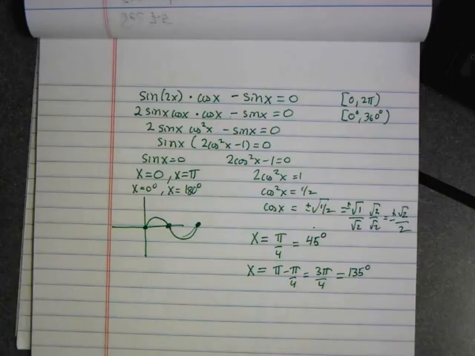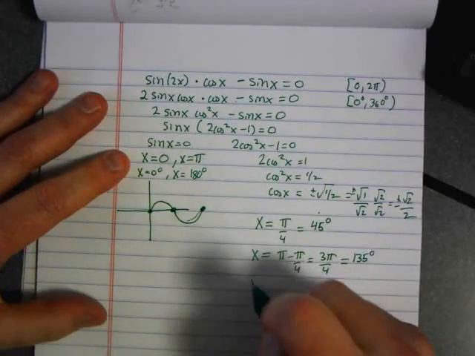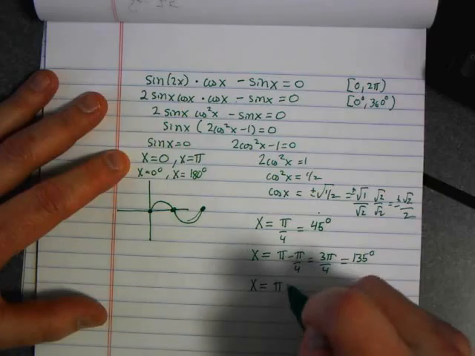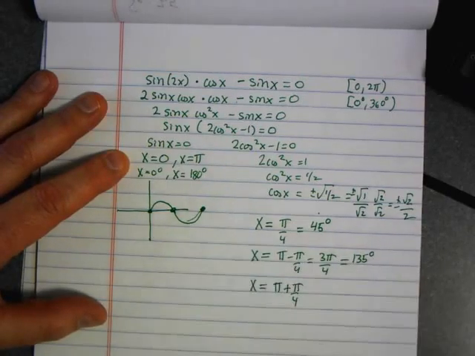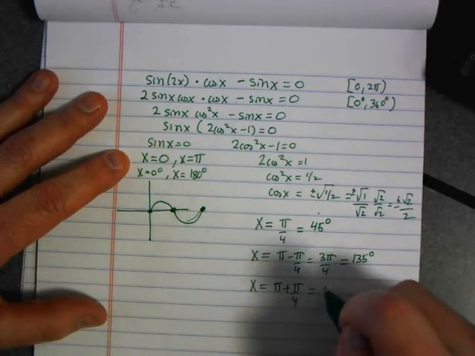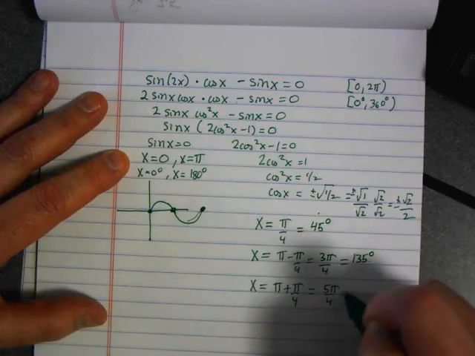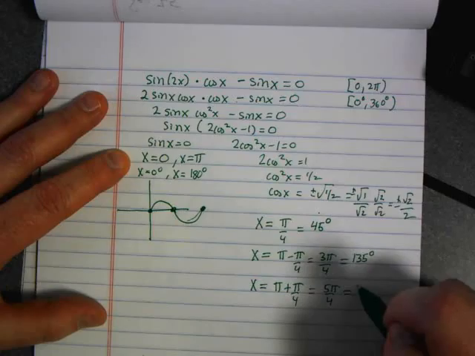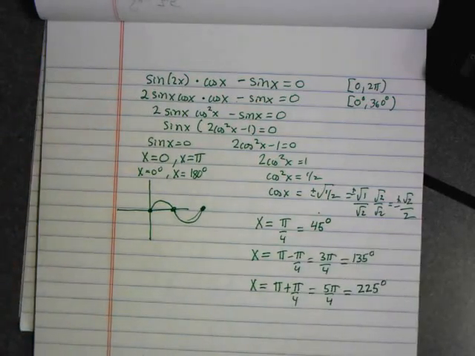How about the answer in quadrant 3? 180 plus 45, that's correct, or pi plus pi over 4 if I'm working in radians. That's going to be 5 pi over 4. And 180 plus 45 is 225 degrees. All right, one more to go.